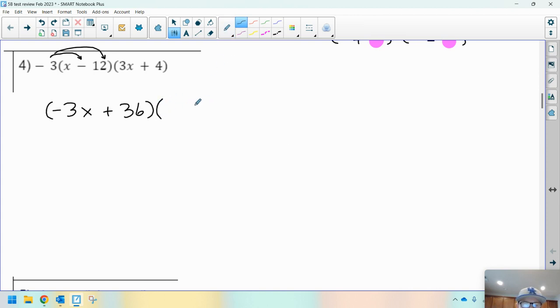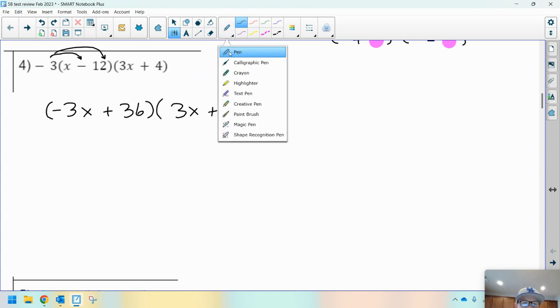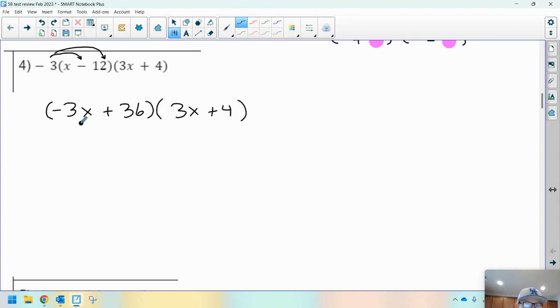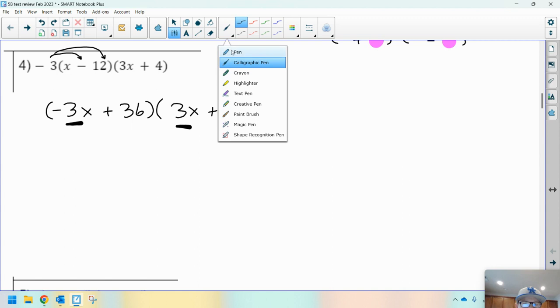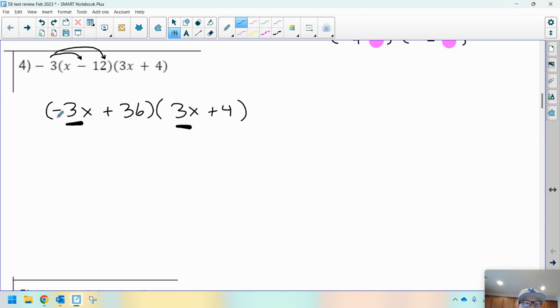And this is going to be just like we multiplied before, like a FOIL method if we want, or distribute. If we did the FOIL, we would do the first times the first, which is going to be 3x times -3x times 3x, which is a -9. -3 times +3 is -9. X times x, x squared.